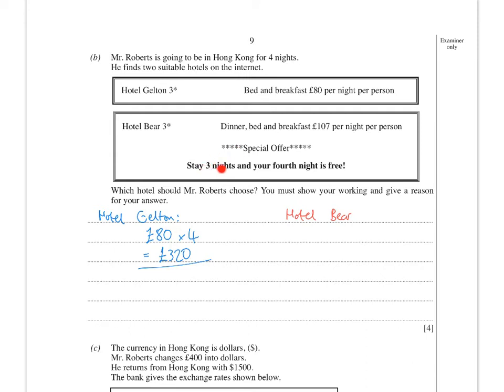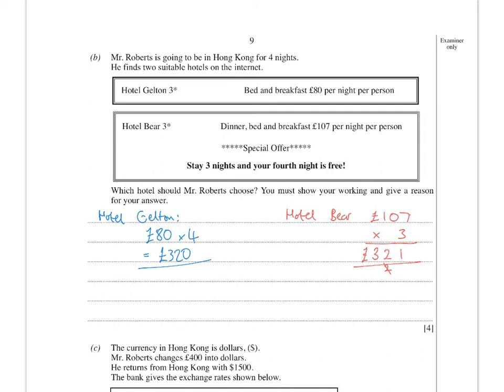It's saying 3 nights and your 4th night is free. So he only has to pay for 3 of the nights, because the 4th one is free. So it's 107 times by 3. You can see I'm setting that out slightly differently, because it's maybe not quite so easy to work out. 7 times 3 is 21. Carry the 2. 0 times 3 is nothing. Add the 2 is 2. And then 1 times 3 is 3. So it's 321. Okay? Now, in terms of which one is a better deal, this one's obviously cheaper.